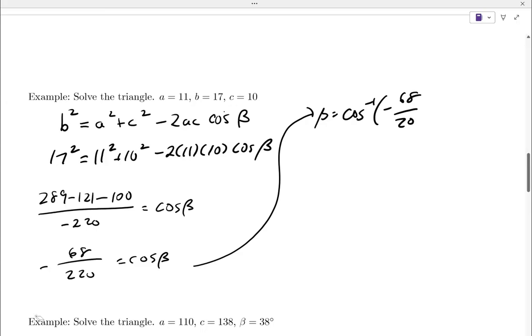I didn't bother reducing the fraction because this is definitely a calculator active problem. What angle do you get? 108.00. Okay. We'll leave it then as 108.